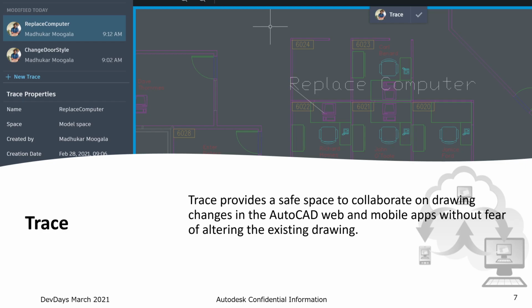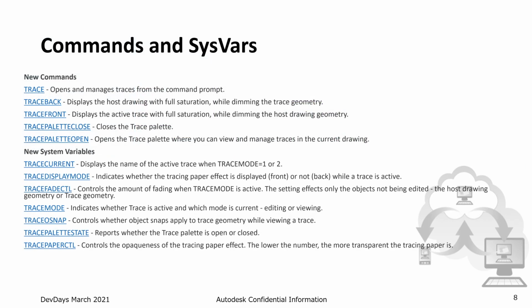It serves two people: collaborators who can easily communicate their feedback, and designers who can place the design alternative on the trace window. These are the commands and system variables for Trace.